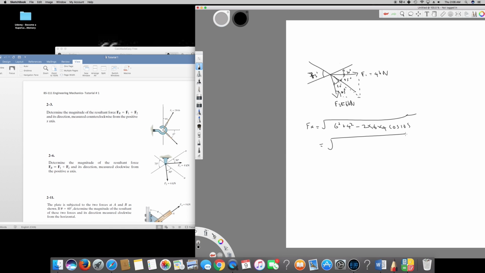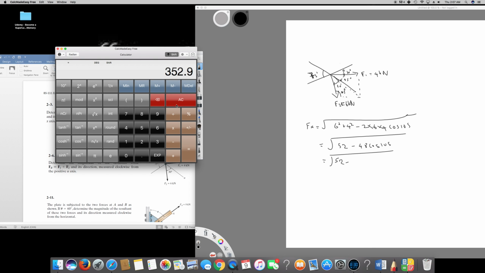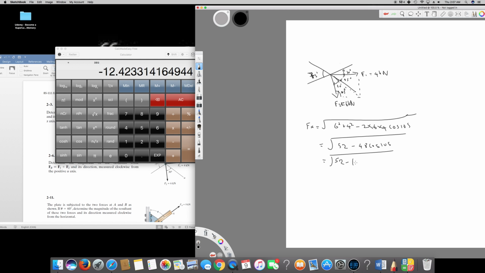So if I use that, 6 square is going to be 36, 4 square is going to be 16, 36 plus 16 is going to be 52, and minus 6 times 2 is 12, 12 times 4 is 48, 48 cos 105. So let's see, 52 minus 48 cos 105, I need the calculator for this one. Let's calculate the cos 105 first. 105 cos times 48 is going to give me negative 12.42.